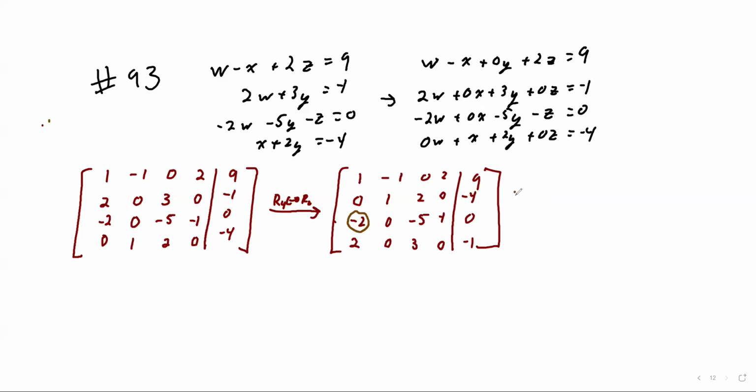So I'm going to do row 4 plus row 3 and give me a new row 3. So when I do 2 plus -2, that gives me 0. 0 plus 0 is 0. 3 plus -5 is -2. 0 plus -1 is -1. And then -1 plus 0 is -1. So I'm going to just rewrite all this.